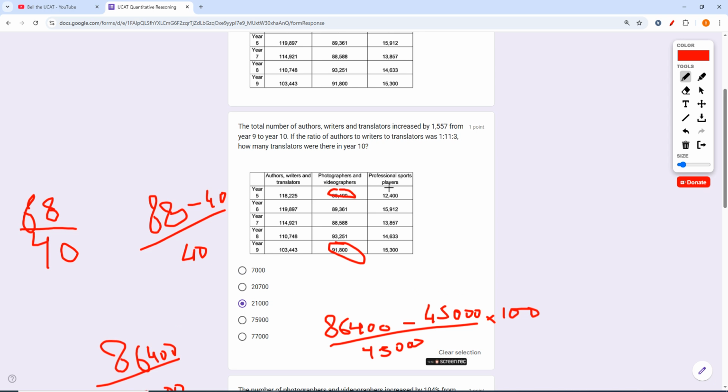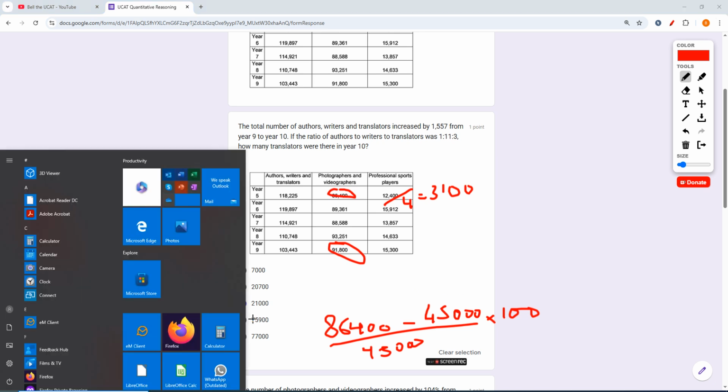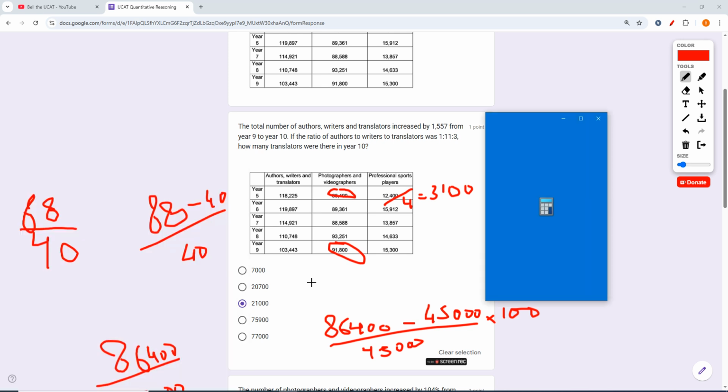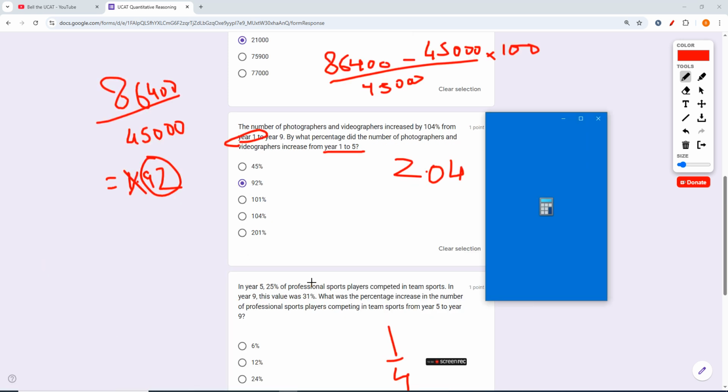25% in year 5, 25%. Where's the calculator? So we've got 25%. If I take that to 3,100, which is what I see, I'm simply dividing by 4. So I've got 3,100, which is what we would end up getting. Okay, next, the next part of the question says.